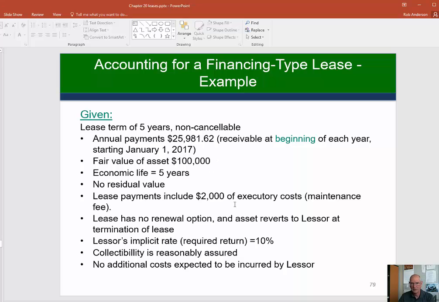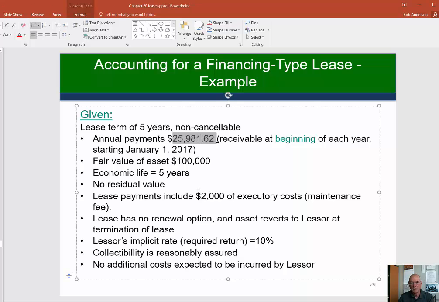If this is familiar to you from a previous video, that's good. It's the same lease. So basically we did have payments of $25,982 that included $2,000 of maintenance that the lessee is paying. So only $23,982 applies to the lease. No residual value, no renewal option, and the rate is 10%.